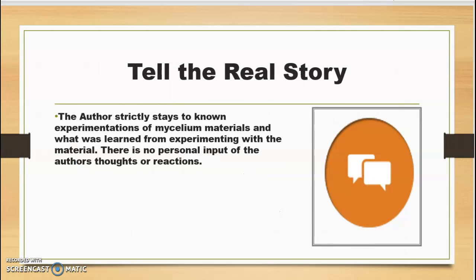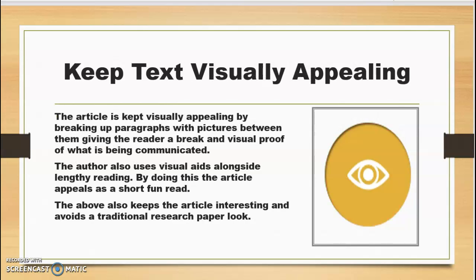Tell the real story. The author strictly stays to known experimentations of mycelium materials and what was learned from experimenting with the material. There is no personal input of the author's thoughts or reactions. Keep text visually appealing. The article is kept visually appealing by breaking up paragraphs with pictures between them, giving the reader a break and visual proof of what is being communicated. The author also uses visual aids alongside lengthy reading. By doing this, the article appeals as a short and fun read. The above also keeps the article interesting and avoids a traditional research paper look.